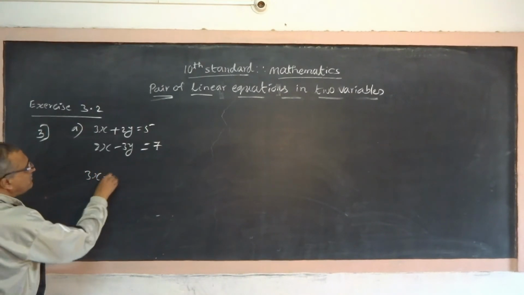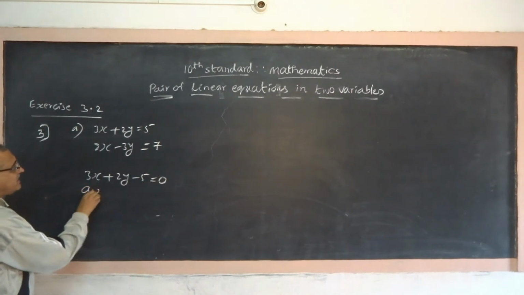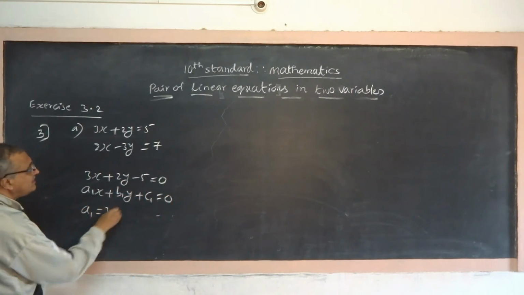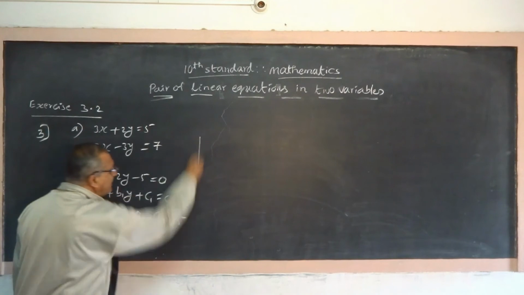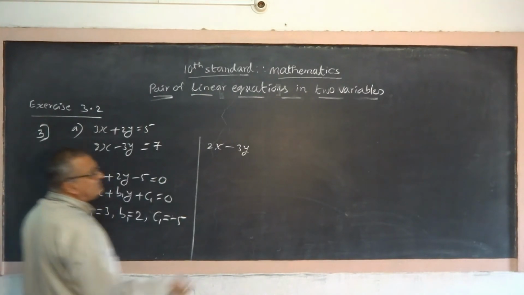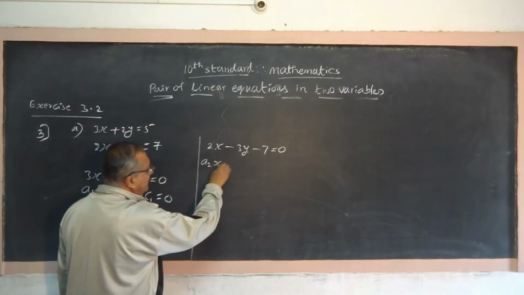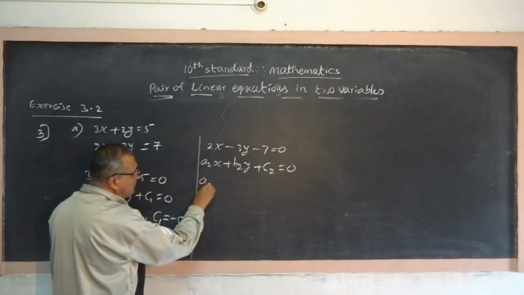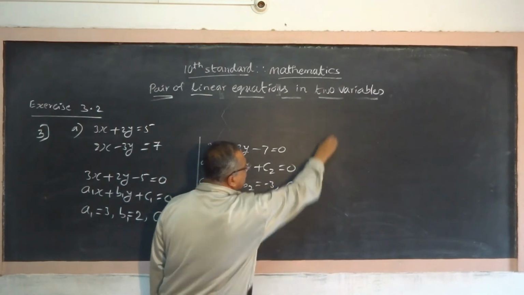Take 3x plus 2y minus 5 equals 0, that is a1x plus b1y plus c1 equals 0. a1 is 3, b1 is 2, c1 is minus 5. Now take the second one, 2x minus 3y, bring plus 7 to the left hand side, it is minus 7 equals 0. That is a2x plus b2y plus c2 equals 0. So a2 is 2, b2 is minus 3, c2 is minus 7.